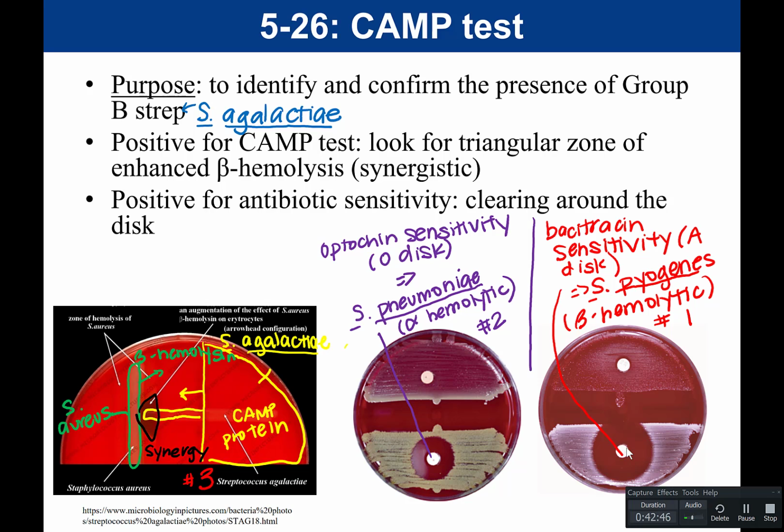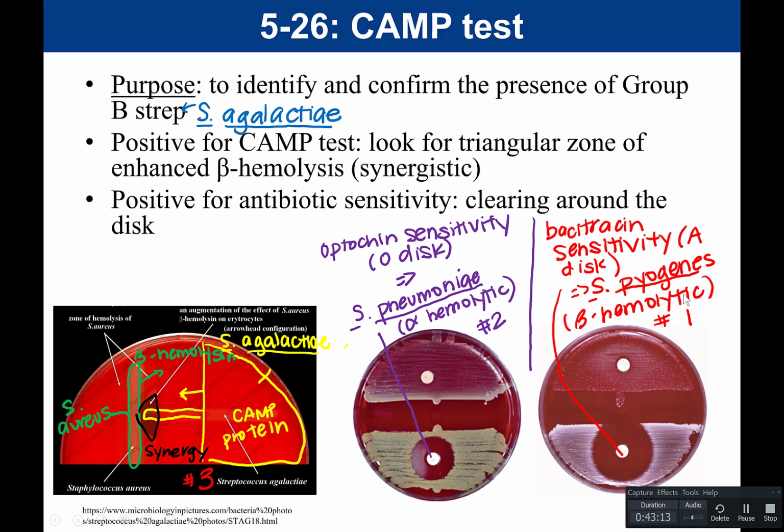Bacitracin is also referred to as the A disc. And of our 5 organisms, the only one that is sensitive to bacitracin, meaning it would have a zone of inhibition, would be our Strep pyogenes. It would be beta hemolytic because it's a group A strep, and that would be organism number 1.